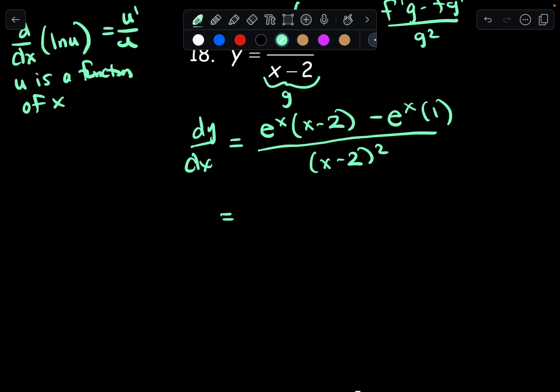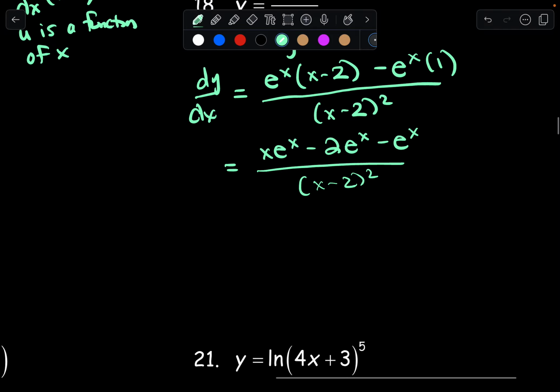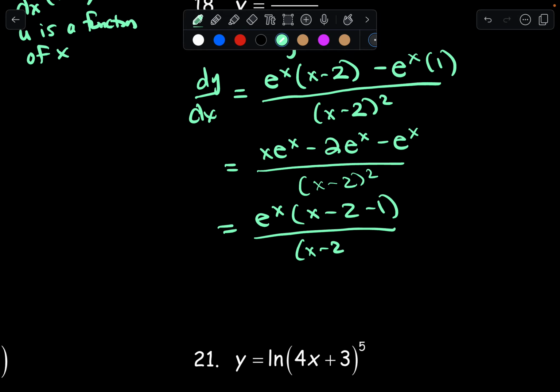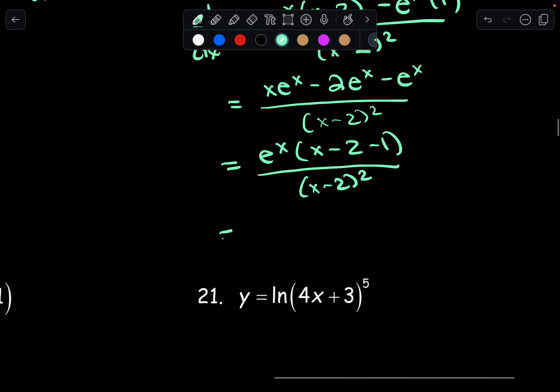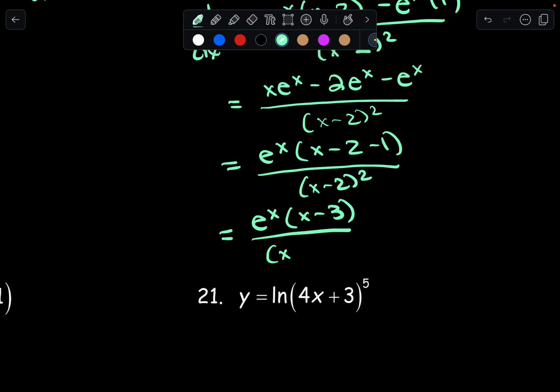All right, so if we distribute, we end up with x e to the x minus 2 e to the x minus e to the x over x minus 2 squared. And all of the terms have an e to the x in common, so we can factor that out. So we'll have e to the x and then x minus 2 minus 1 divided by x minus 2 squared. And if we combine like terms, we have e to the x times x minus 3 over x minus 2 squared.